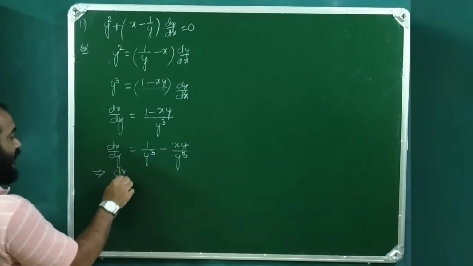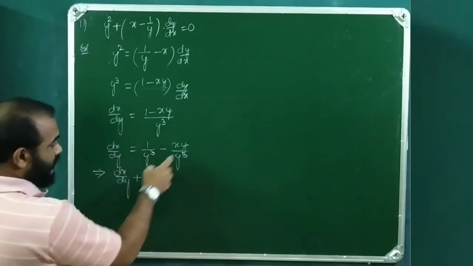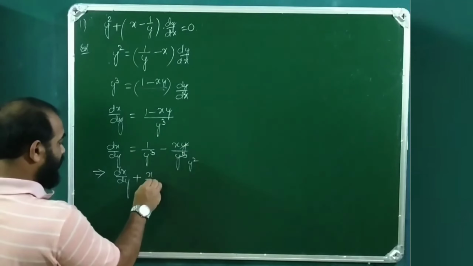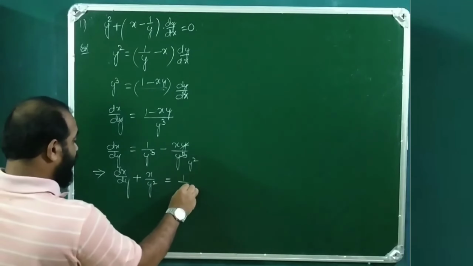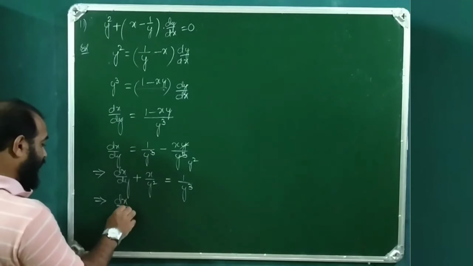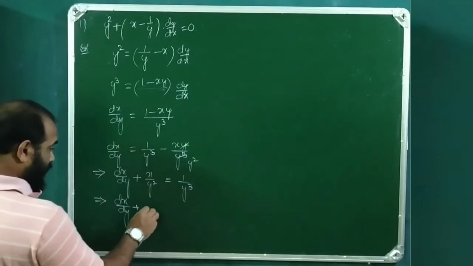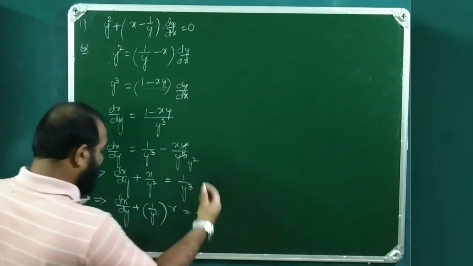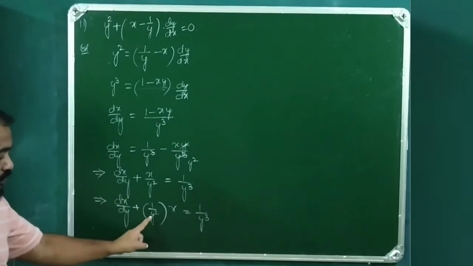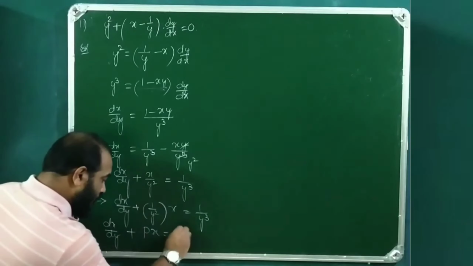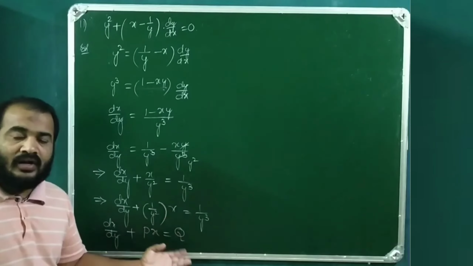This implies dx by dy plus x by y square equals 1 by y cube. So this is clearly of the form dx by dy plus 1 by y square into x equals 1 by y cube. This is clearly of the form dx by dy plus px equals q. Here, this is a linear differential equation only.